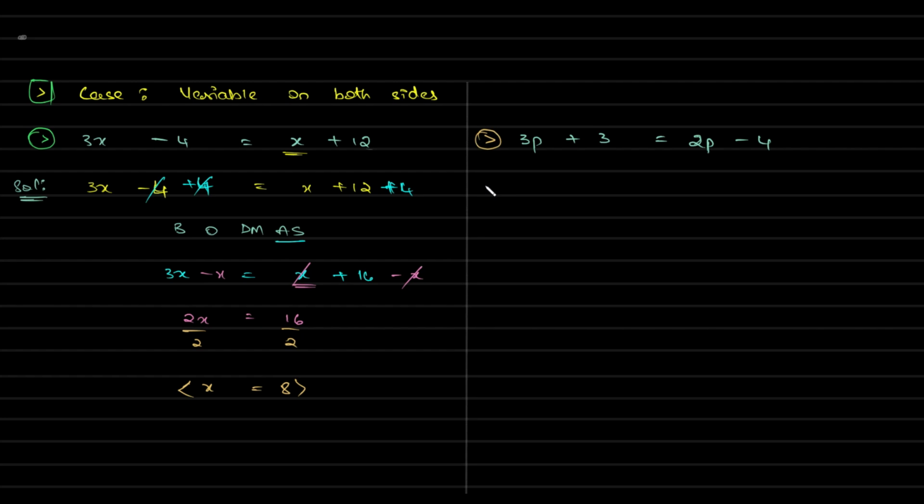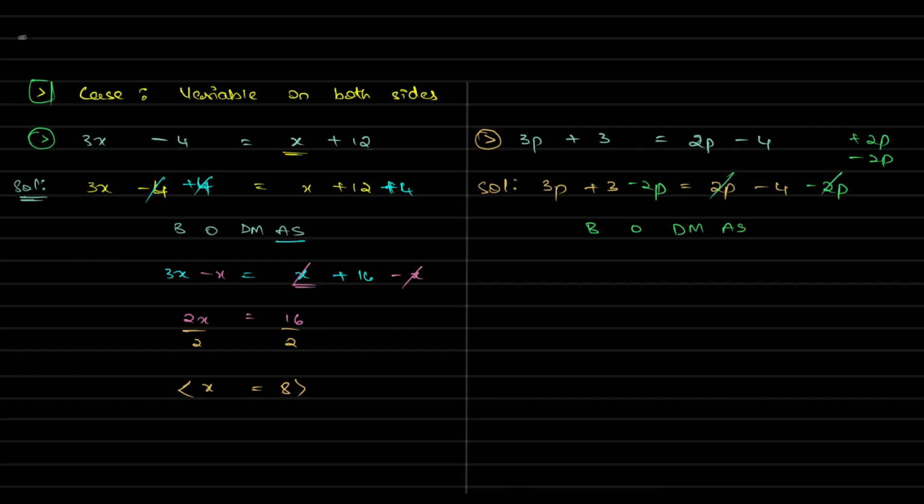Now 3p plus 3 is equal to 2p minus 4. First thing is, we need to eliminate the constant. Actually, it can go in any sequence, no issues. So we will eliminate 2p first. So how to do that? Positive 2p or negative 2p? What should it be? Remember, it has to be something which helps in cancelling it out. So it has to be negative 2p in this case.